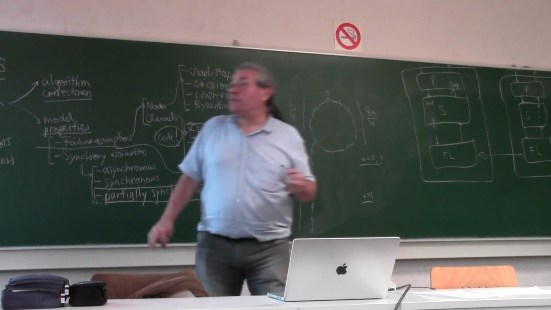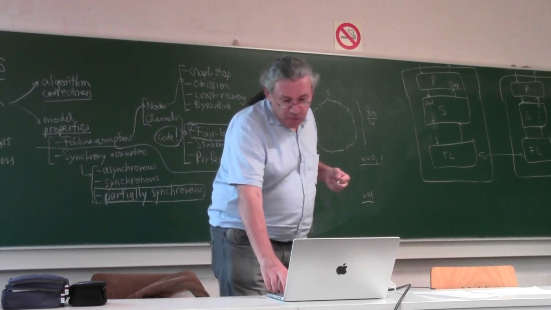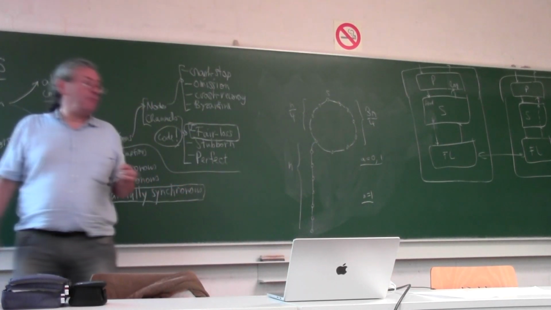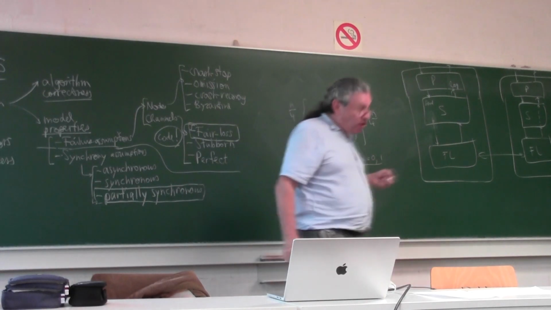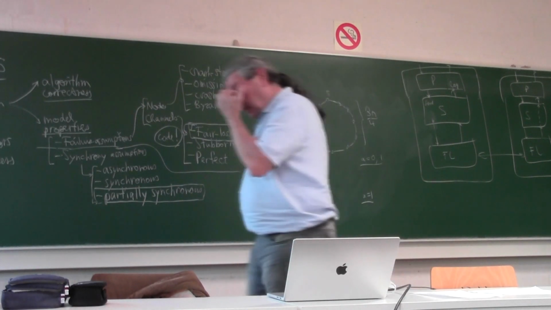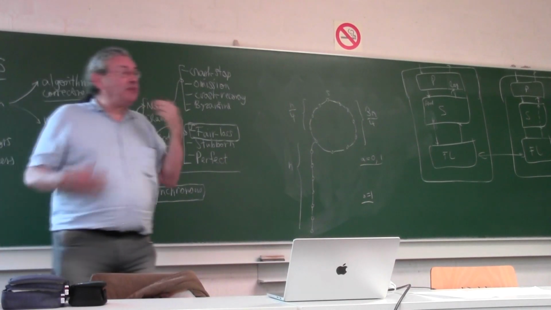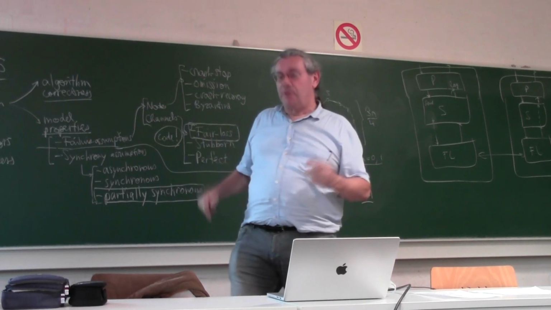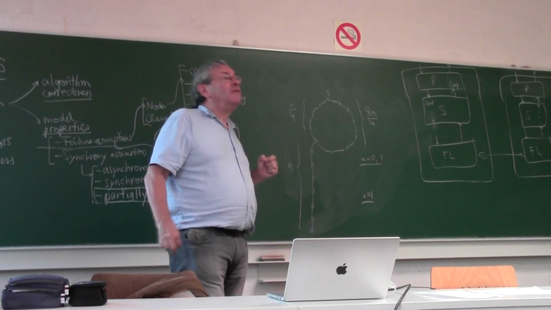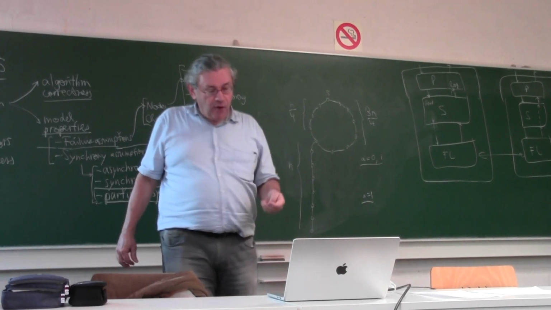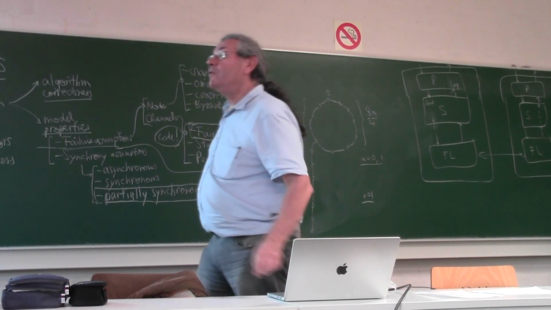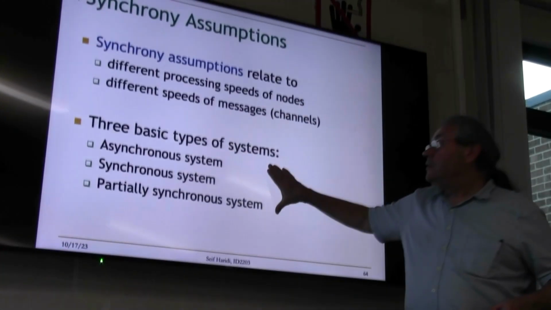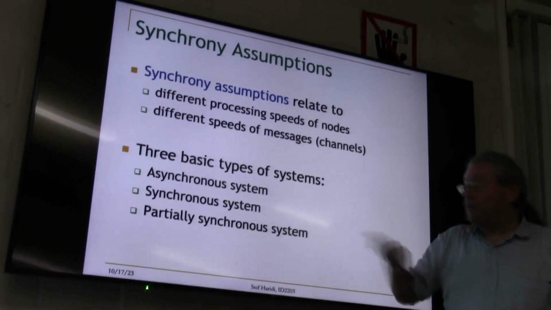Okay, so let's talk about synchrony now, something that we've already talked about a bit. We're talking about speed now, but not speed in terms of clock time. Speed in terms of things eventually happening, in finite or infinite time. It's an abstract form. Again, we're not worried about the precise performance; we're worried about correctness. So we have the node speed and the channel speed, and we can see there are three kinds of systems: asynchronous, synchronous, and partially synchronous.